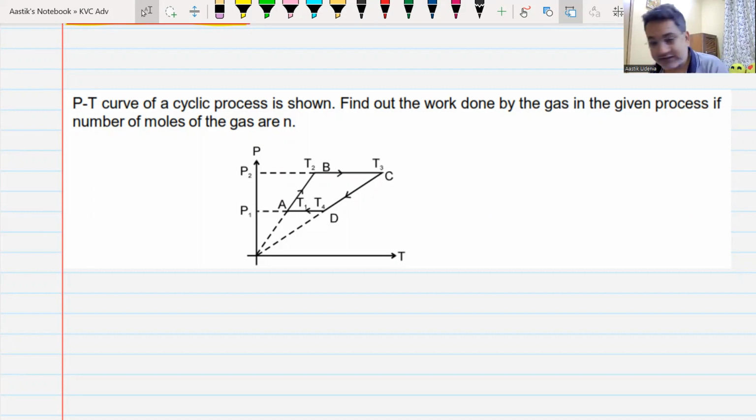Once you identify the process, the things become very simple. Which process is this? Isochoric, sir. So work done in this process is 0. What is this process? Isochoric, work done equals 0. What is this process? Isobaric.